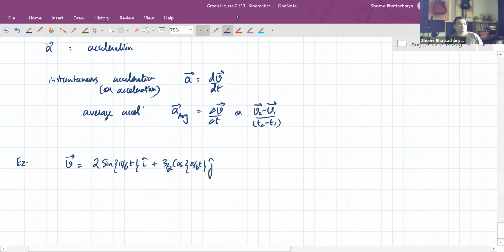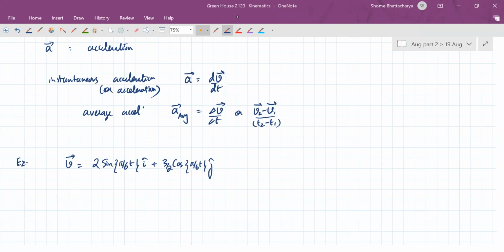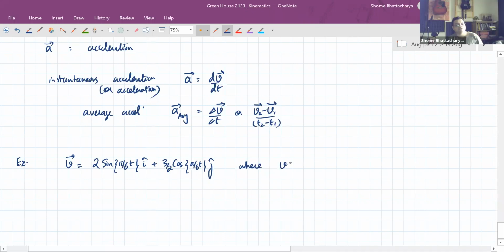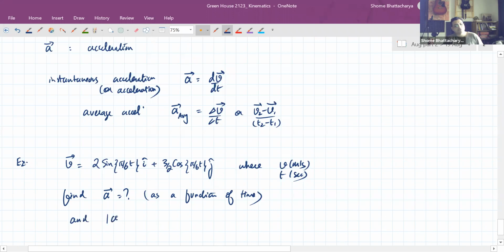where velocity is in meters per second and time is in seconds. So we have to find the instantaneous acceleration as a function of time, and the magnitude of instantaneous acceleration at t equal to 2 seconds.